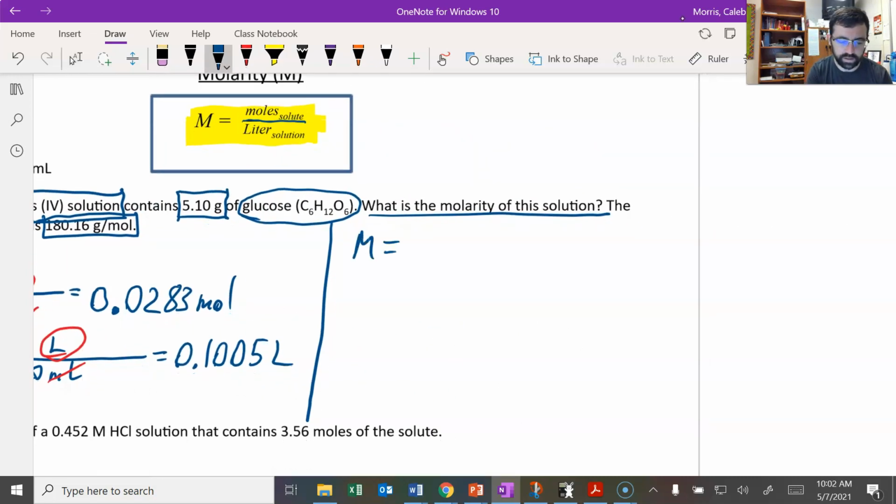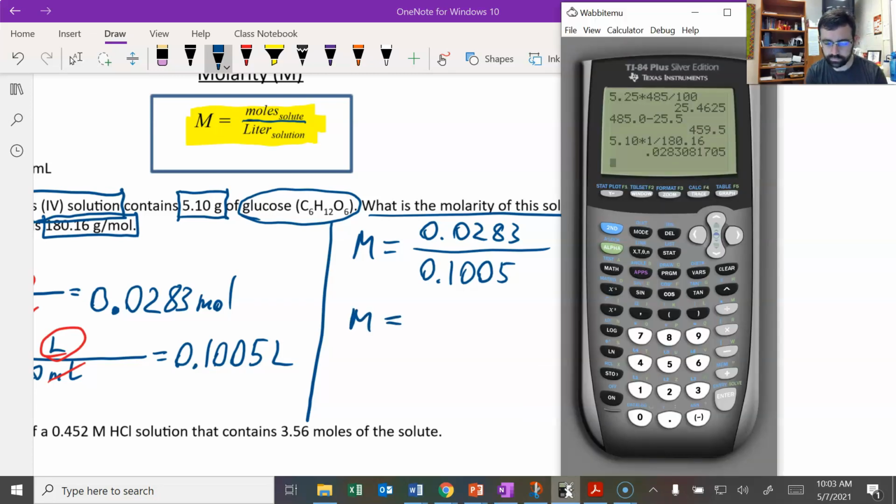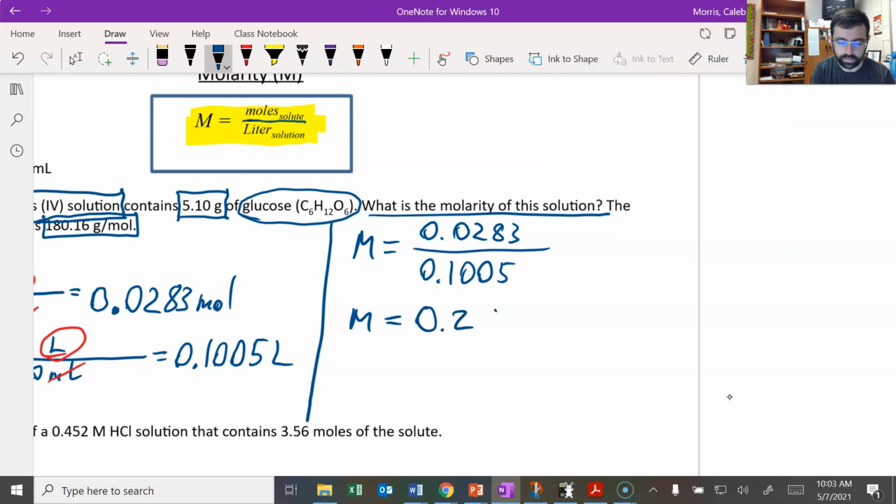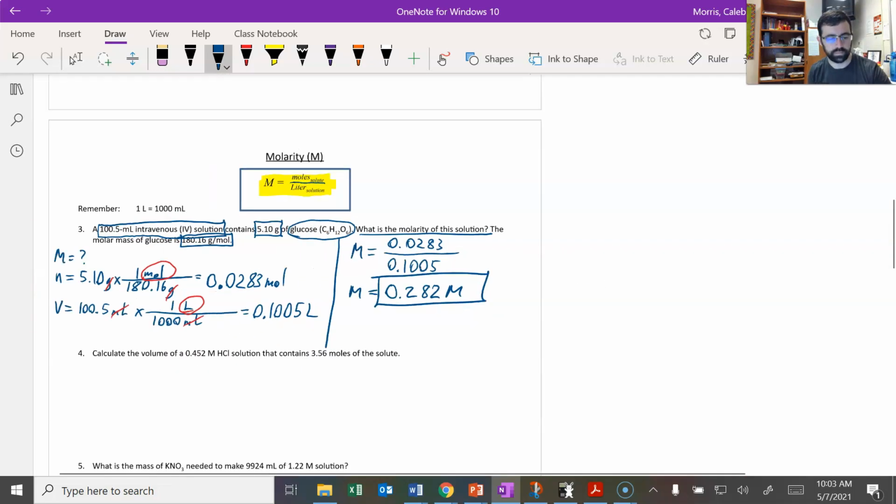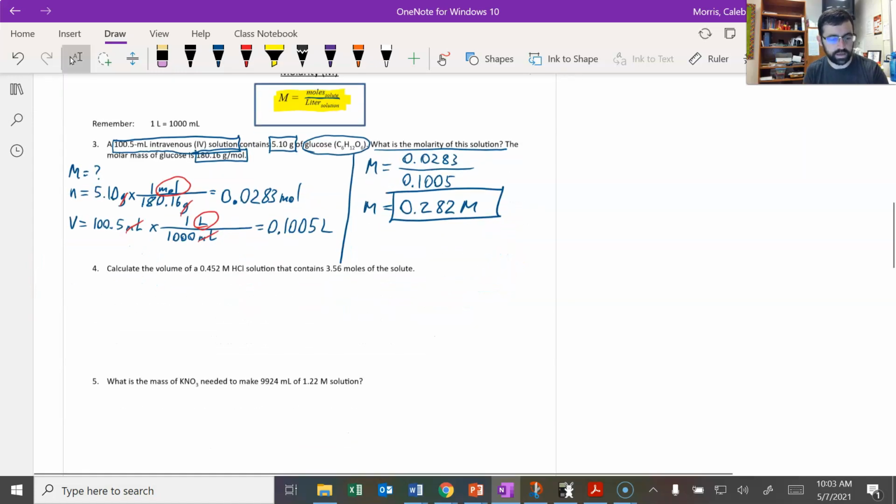Now we just divide. Molarity equals the moles over liters, so I have 0.0283 moles divided by liters of solution, 0.1005. That gives 0.282 molar solution. There's your molarity. Okay, let's look at number 4.